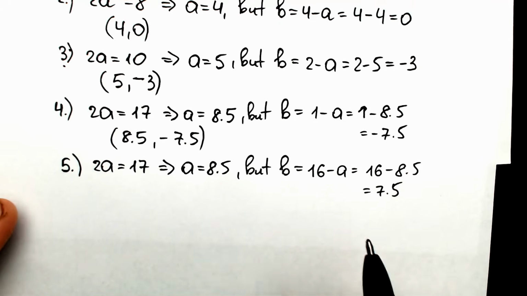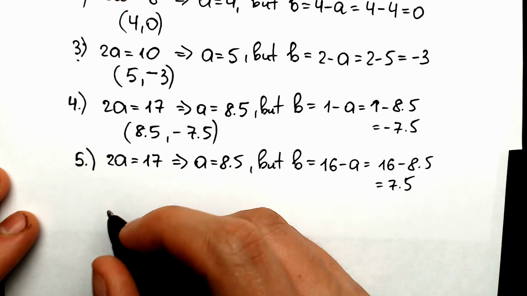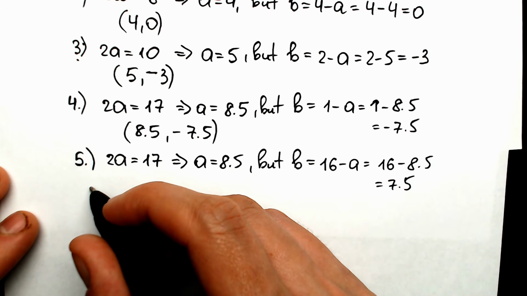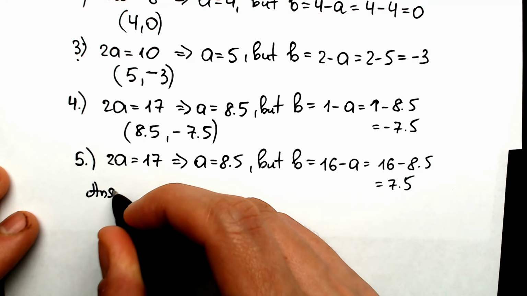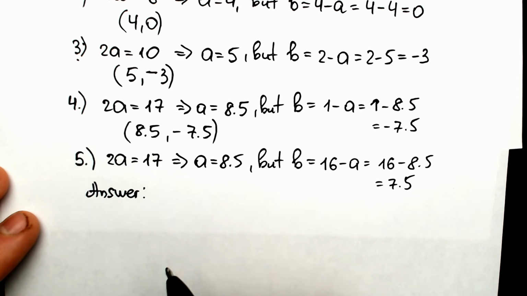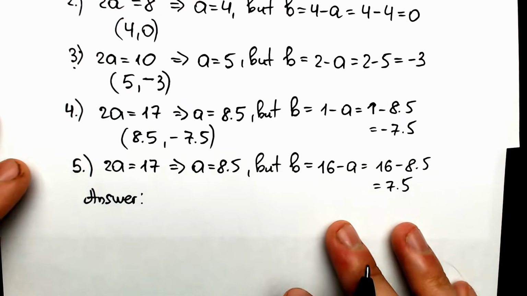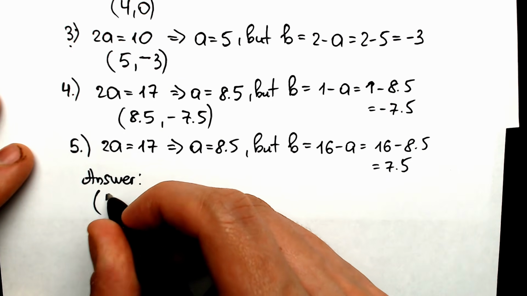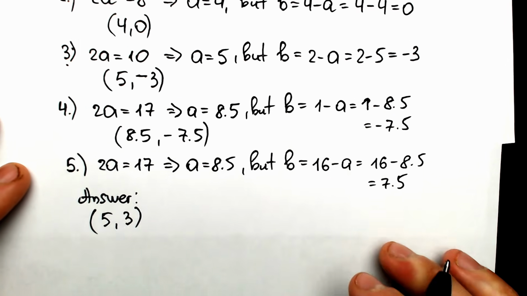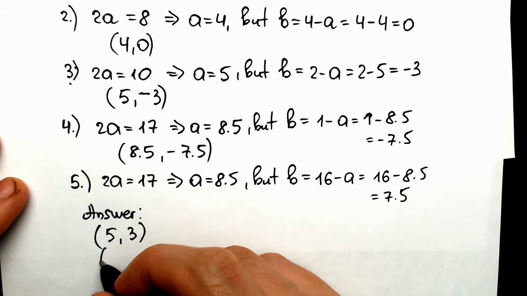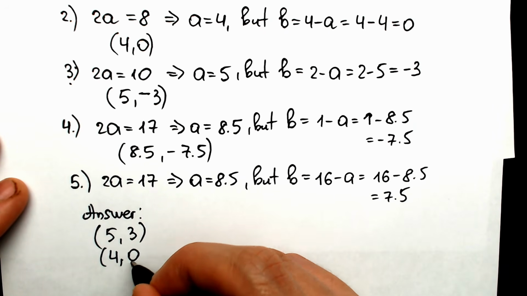So I'm going to group everything together, and I want to write the final answer to this question. First pair we have right here: 5, 3. Let's start with this pair. So we have 5, 3. We have 4, 0. Second pair 4, 0.